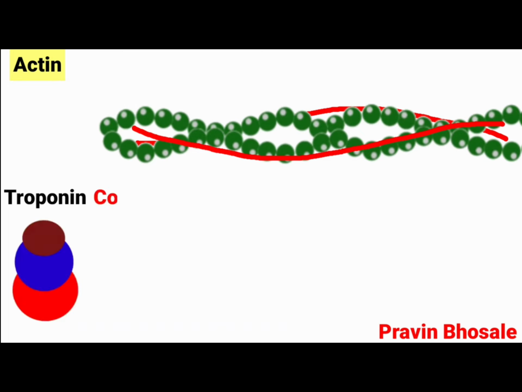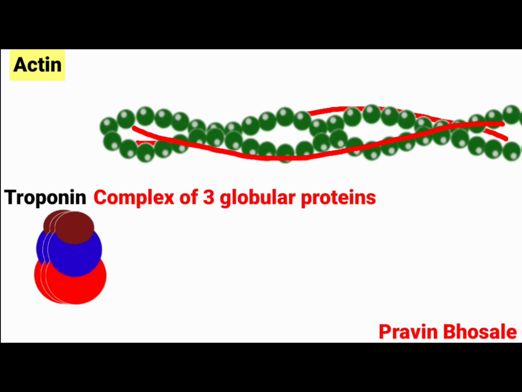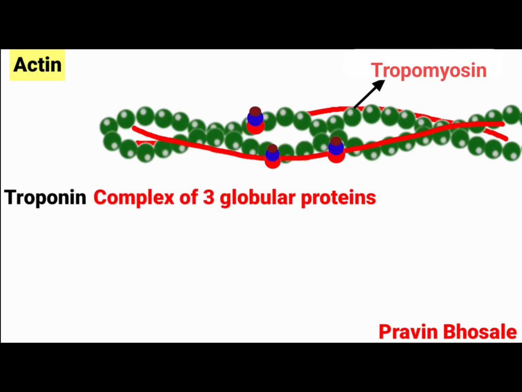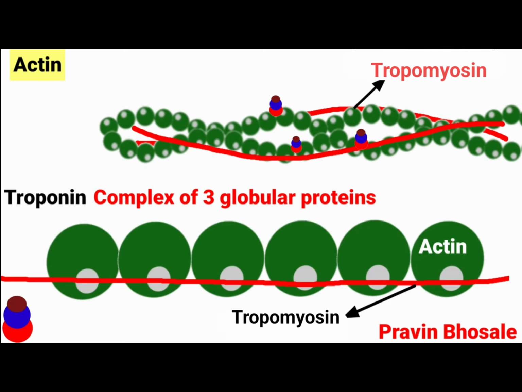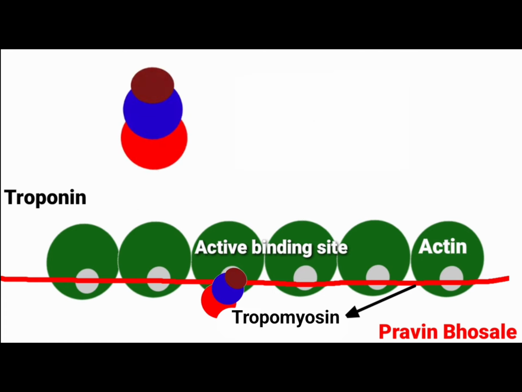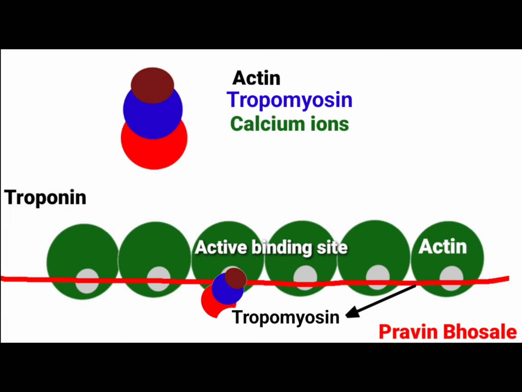Troponin is a complex of three globular proteins. It is distributed at regular intervals on tropomyosin. In the resting stage, that is, during relaxation, a subunit of troponin masks the active binding site for myosin on the actin filament. It has affinity for actin, tropomyosin and calcium ions.